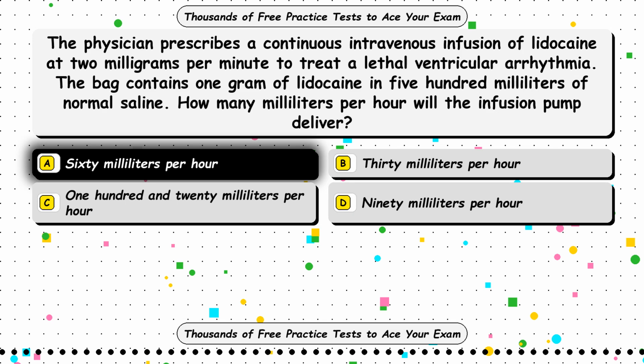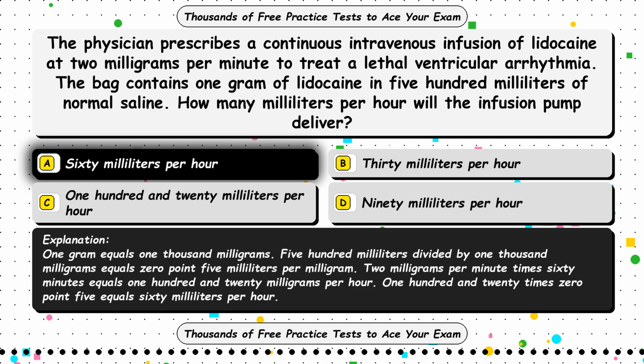The correct answer is option A. 60 milliliters per hour. 1 gram equals 1000 milligrams. 500 milliliters divided by 1000 milligrams equals 0.5 milliliters per milligram. 2 milligrams per minute times 60 minutes equals 120 milligrams per hour. 120 times 0.5 equals 60 milliliters per hour.